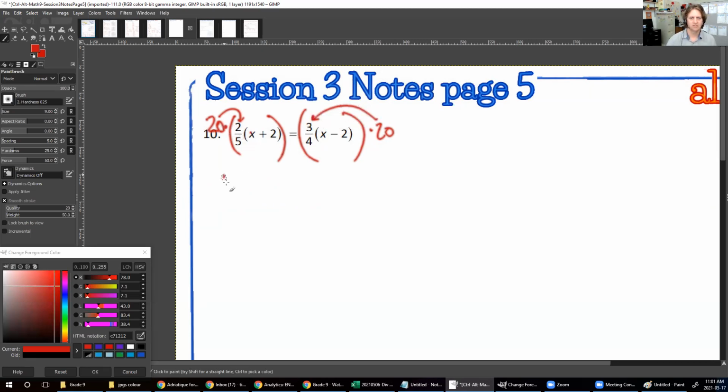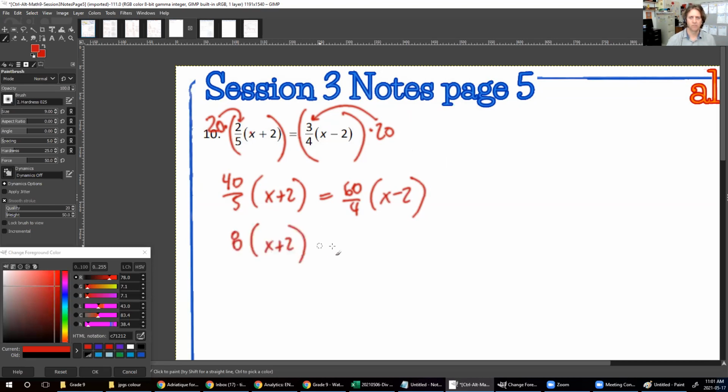So 20 times 2 is 40 over 5, x plus 2. And this is 60 over 4, x minus 2. Okay, 40 divided by 5 is 8, x plus 2. And 60 divided by 4 is 15, x minus 2. Okay, and here's where we have to do a little bit of work to simplify it, to make it so that we can join these parts.